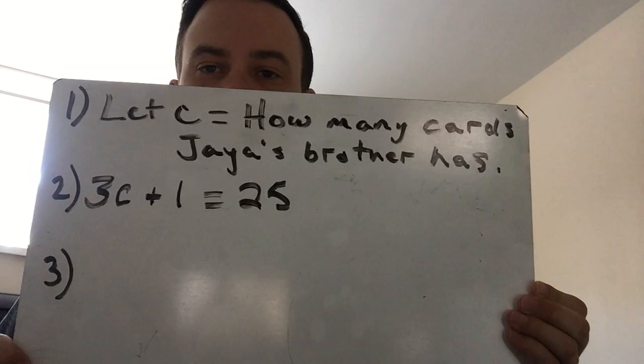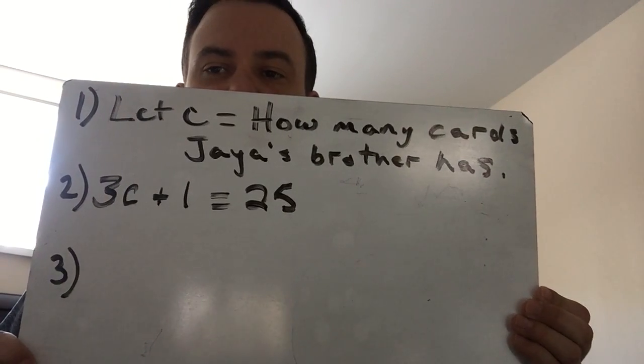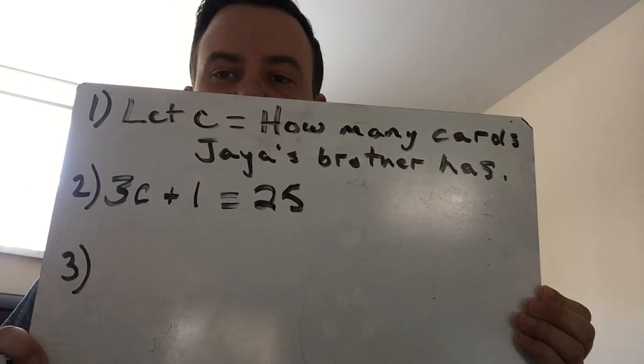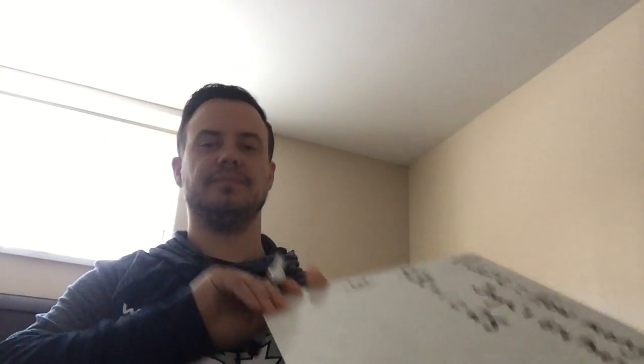And then we need to figure out what we need to do to Jaya's brother's cards to figure out the total for her cards. It says that she has one more than 3 times the amount her brother has. So that says to me that I have to take the amount of cards he has, multiply it by 3, and then increase it by 1, which means add 1 more to that total. So far we've got let C equal how many cards Jaya's brother has, and then our equation: 3C plus 1 equals 25. Okay?